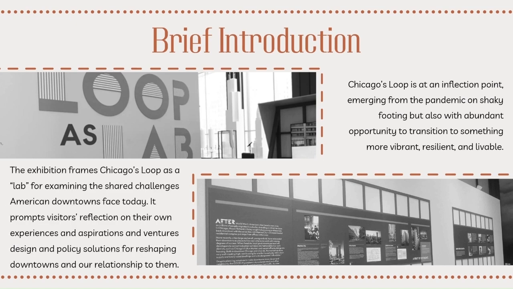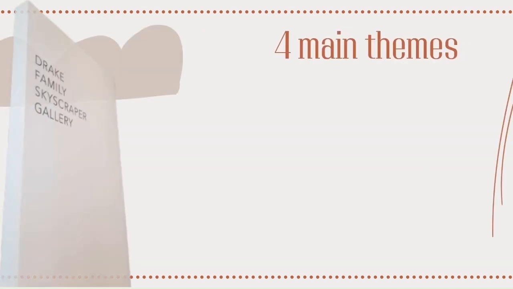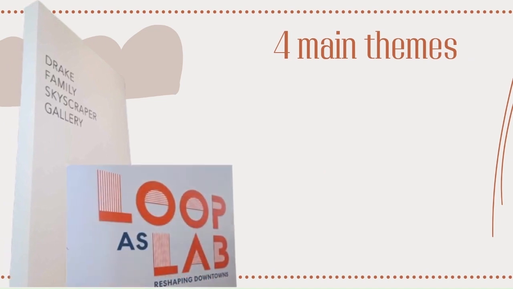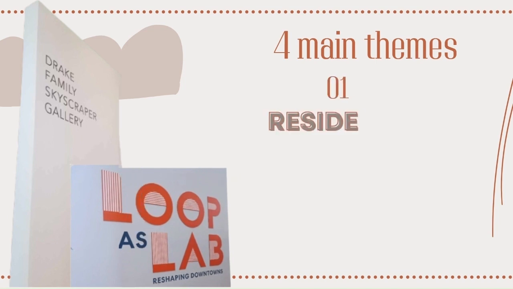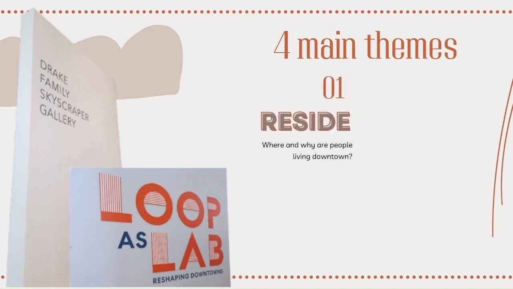The exhibition frames Chicago's Loop as a lab for examining the shared challenges American downtowns face today. It prompts visitors' reflection on their own experiences and aspirations, and ventures design and policy solutions for reshaping downtowns and our relationship to them. The exhibition focuses on four main themes, which include architecture as a tool for public experience. The first is Reside: where and why are people living downtown?